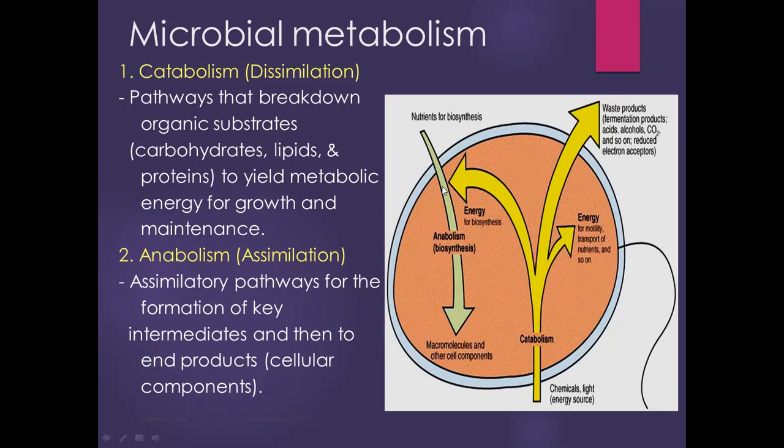In the reaction of assimilation or anabolism, bacteria take foreign substances from the environment and transform them into the components of their own cell, into their own proteins, carbohydrates, nucleic acids, and other necessary substances.